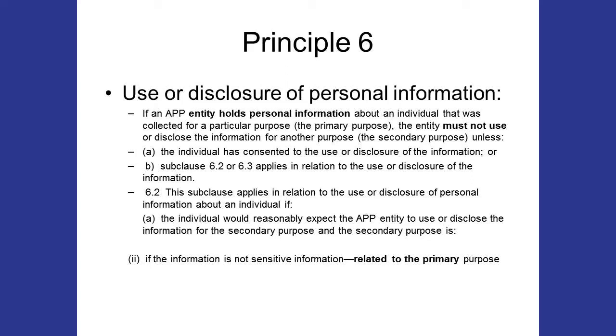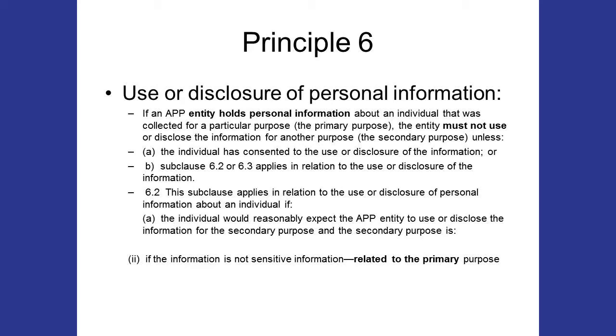Privacy Principle 6, use or disclosure of personal information. If you hold personal information about an individual that was collected for a particular purpose, you must not use or disclose the information for another purpose, a secondary purpose.